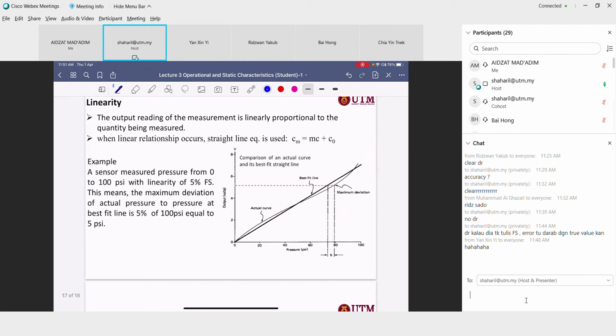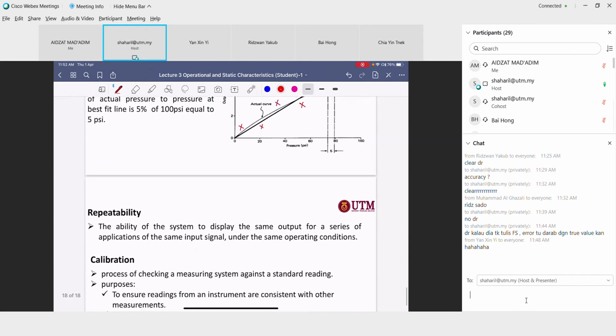Linearity, yes, this is what you have done in your experiment. You got this data, this data, this data, and so on, right? Then you will do a best fit line, so that you can get the equation that represents, if you give the input, you will get the output. So you do a best fit line.